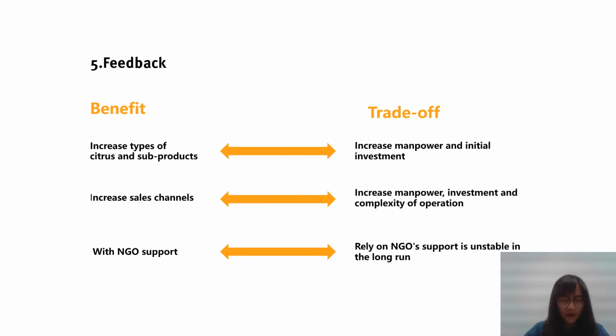But the system still has some problems that need trade-off. On the one hand, increasing sales channels and the type of products needs more manpower and capital investment, and the management model is complex, so operability needs to be tested. On the other hand, the system relies on the support of the NGO, but in the long-term development, NGO relations are not stable, so the system needs to be constantly adjusted according to the actual situation.